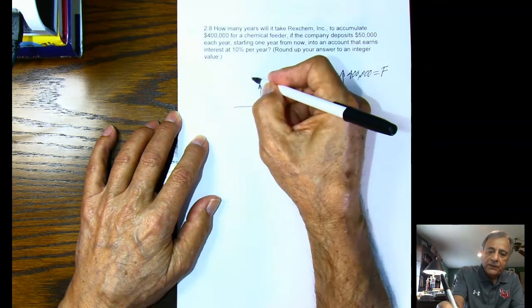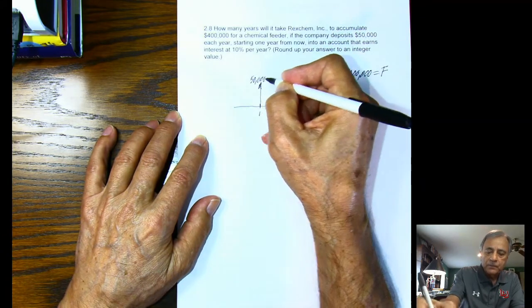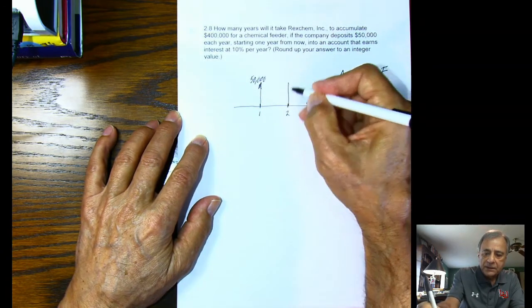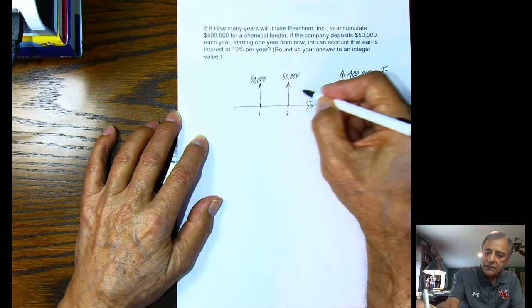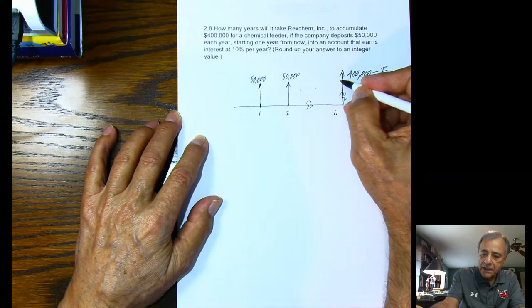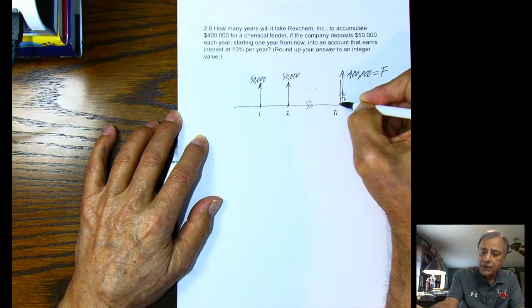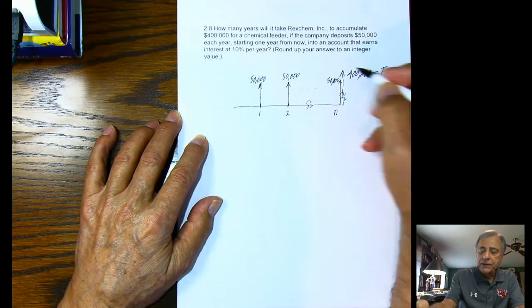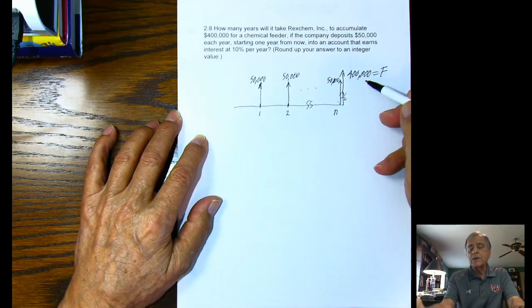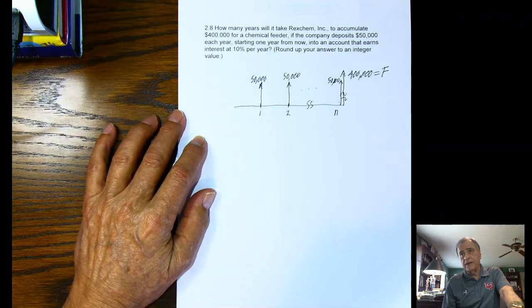So $50,000, and then another $50,000. And we're going to keep doing those $50,000 each year until the last year. And in the last year, we also will, of course, put that $50,000, and hopefully that will kick us over that $400,000, and that'll be the end value.